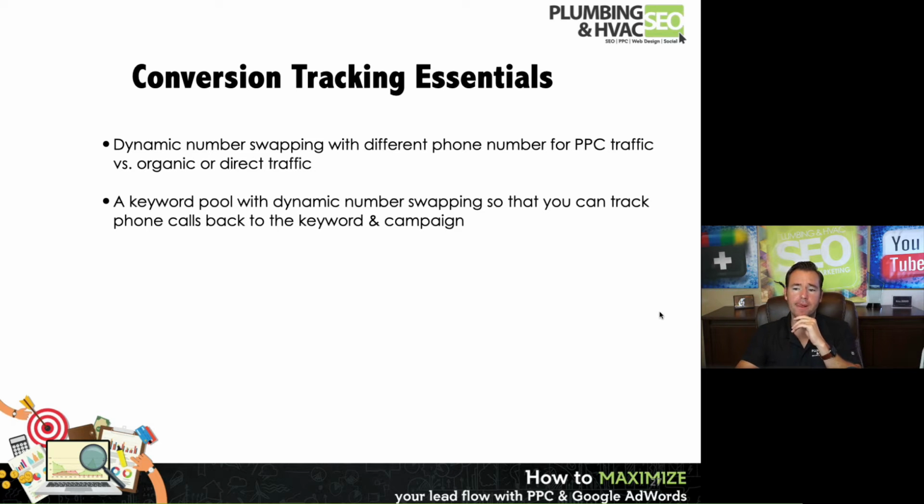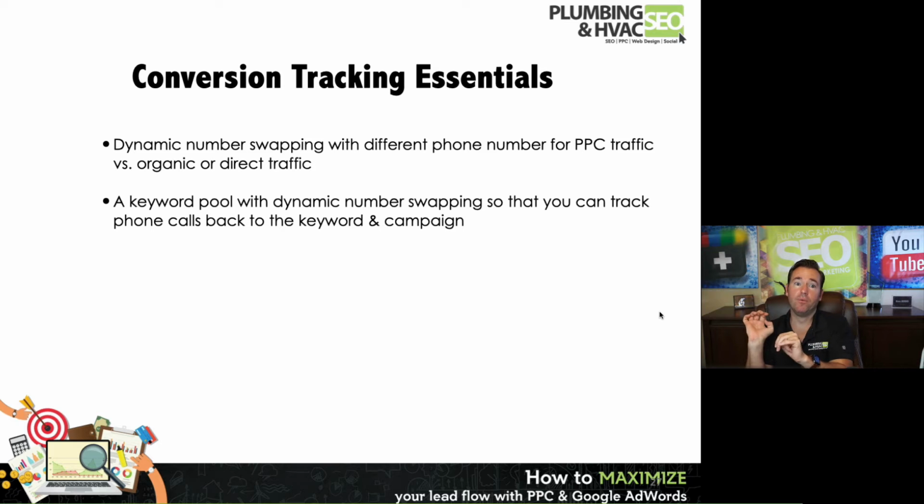Beyond that, you also want to have some type of dynamic keyword pool. All a keyword pool does is rotate enough numbers, usually between 6 and 12 numbers for most plumbing and HVAC companies, so that you can figure out which ad they clicked and which keyword they typed that generated a phone call. Right? So this is dynamic number insertion.